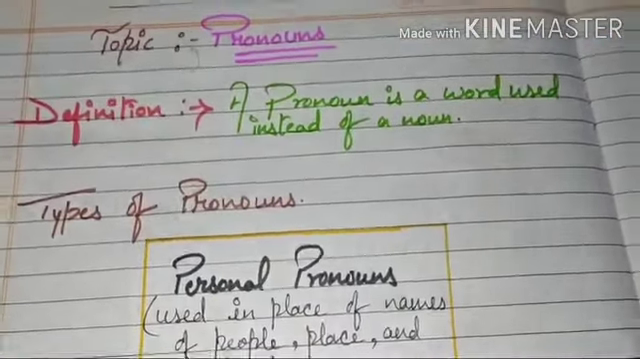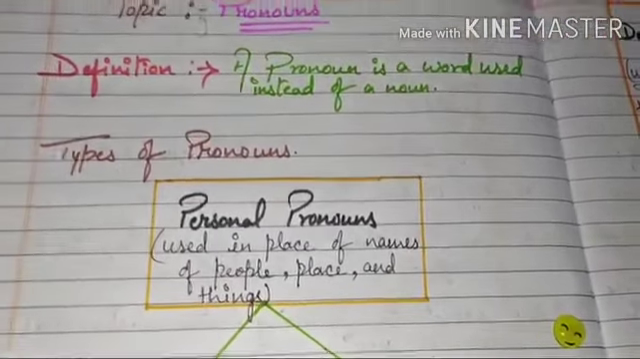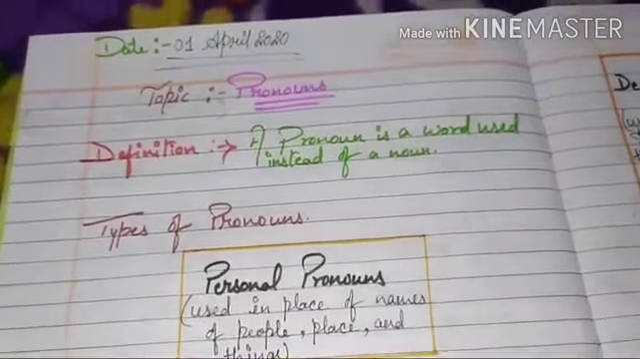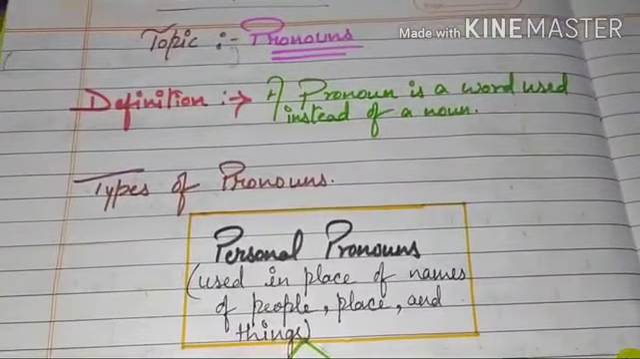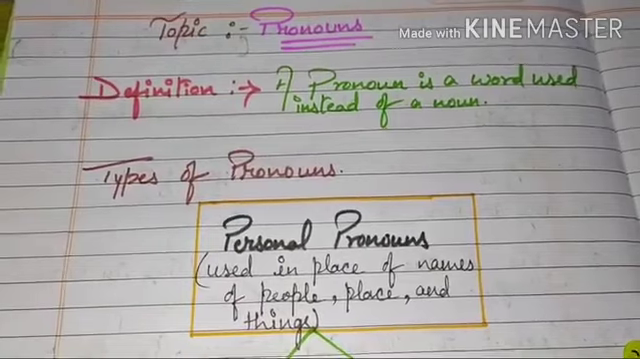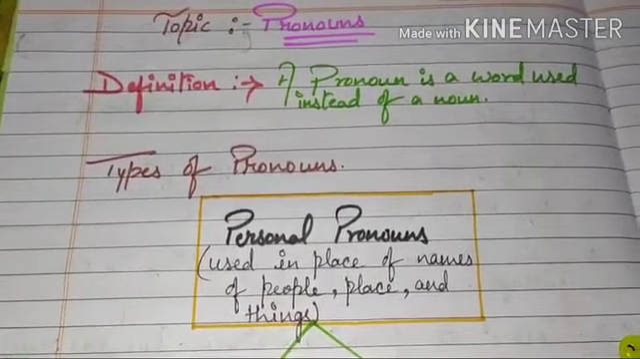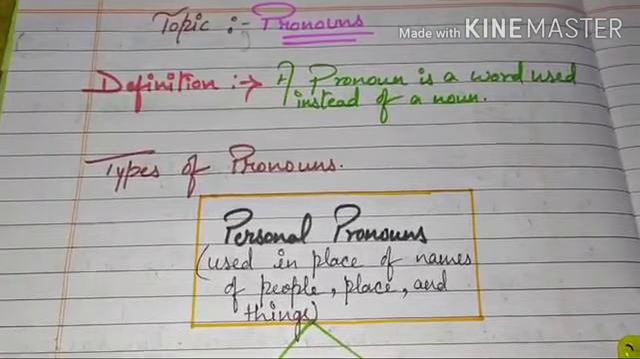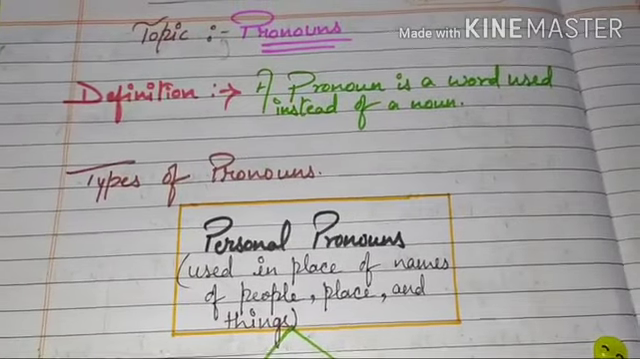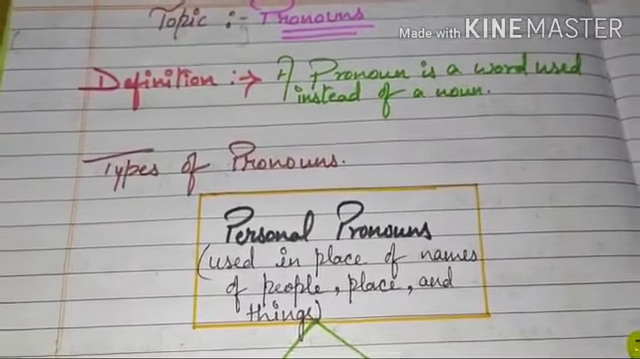My today's topic is pronouns. See, first we'll see the definition part. What is a pronoun? A pronoun is a word used instead of a noun. Or you can say a pronoun is a word used in place of a noun. Also, you can say a pronoun is a part of speech which is used to avoid repetition. So see, there are multiple ways of delivering the same definition.